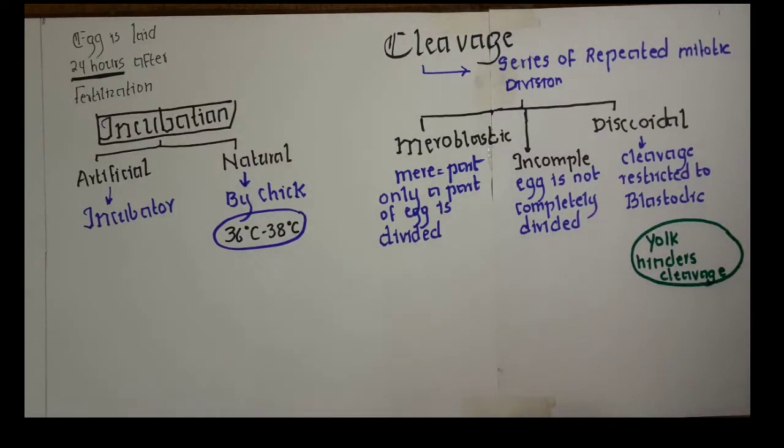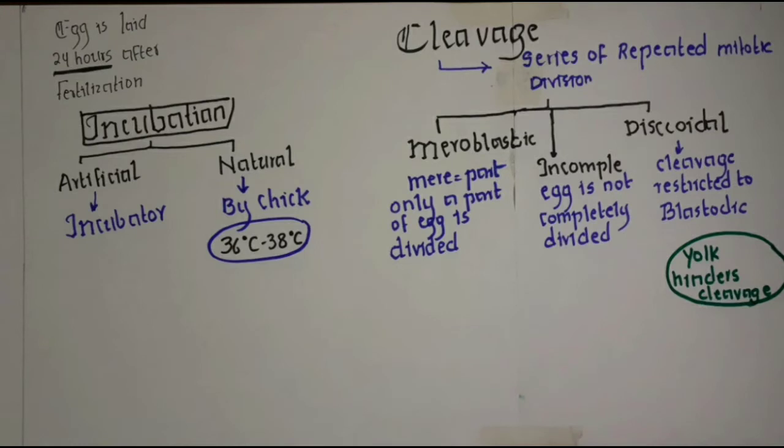So now we can see that the type of cleavage that occurs in the chick is restricted to the blastodisc. Why is it restricted to the blastodisc, or only a portion of the cytoplasm? Because the yolk hinders cell division. What does the yolk do? Although it provides nourishment to the growing embryo, it hinders cell division. So the cell division is restricted to only the part of the blastodisc.